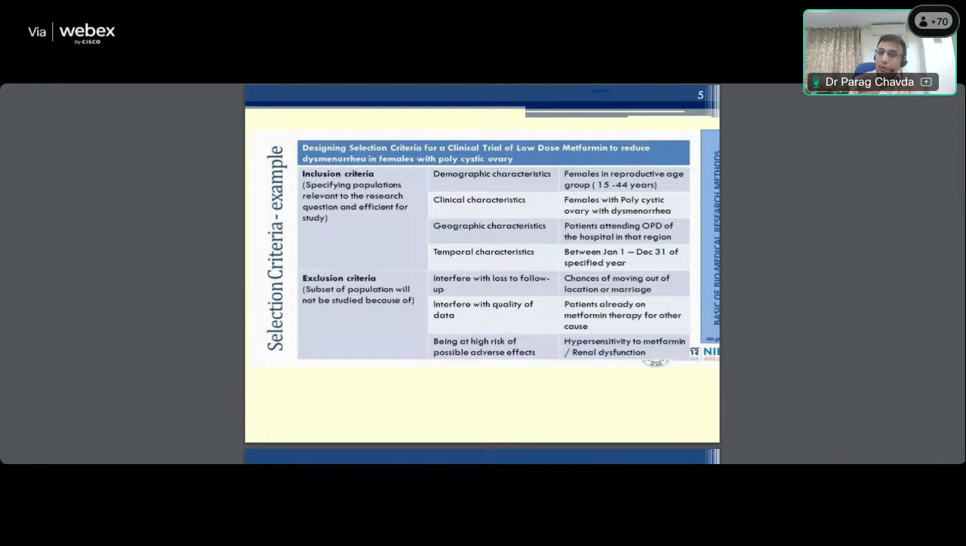Interfering with quality of the data, patients already on metformin therapy for other causes, being at high risk of possible adverse events, hypersensitivity to metformin. So these people, although they meet inclusion criteria, we will exclude from the study. So this was one concept which we wanted to clarify.